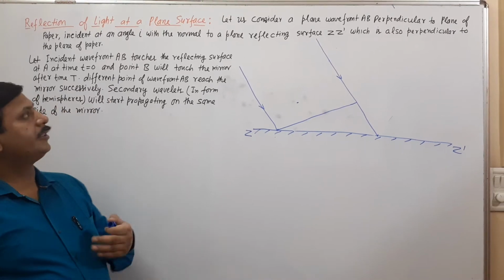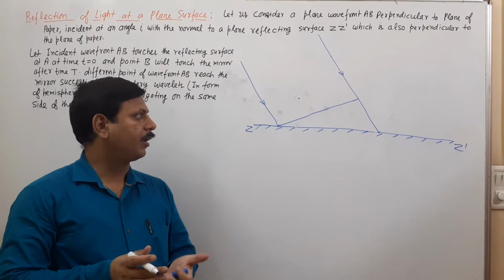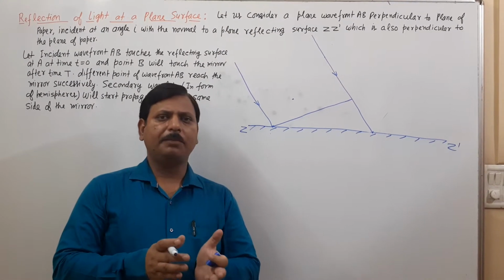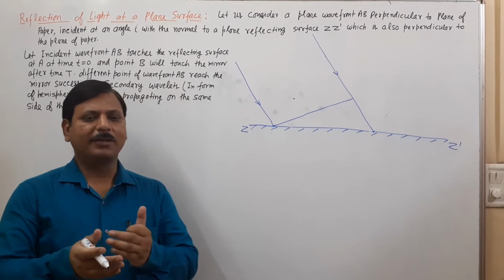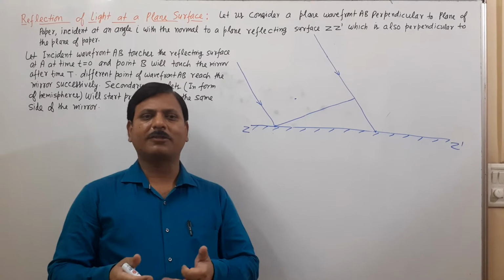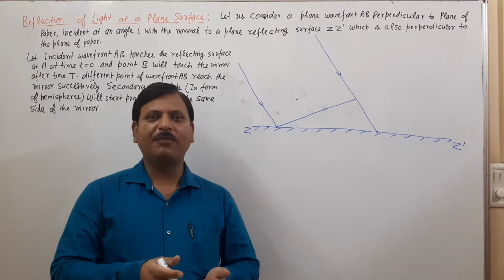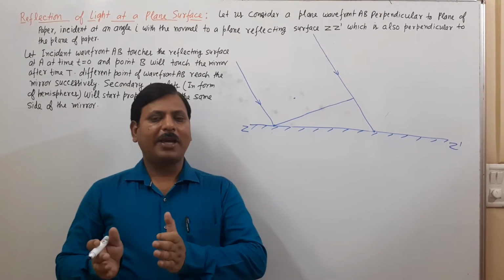Today we will start reflection of light with the principle of Huygens. I have told Huygens principle in the previous lecture. Huygens gave a principle for construction of wavefront, and we also found the plane wavefront, spherical wavefront, and cylindrical wavefront. What is the Huygens principle?